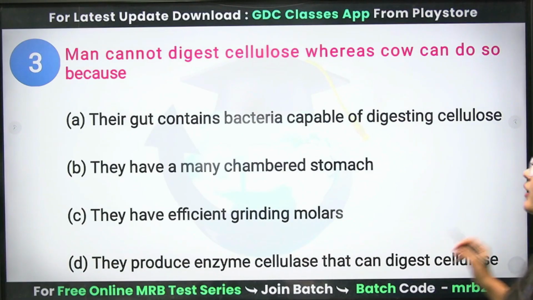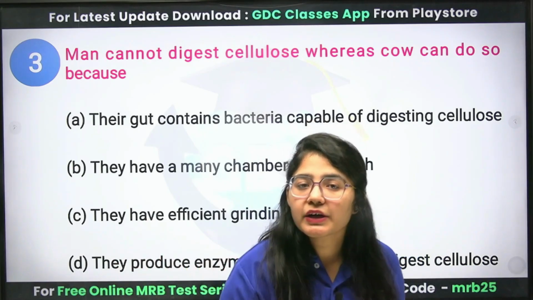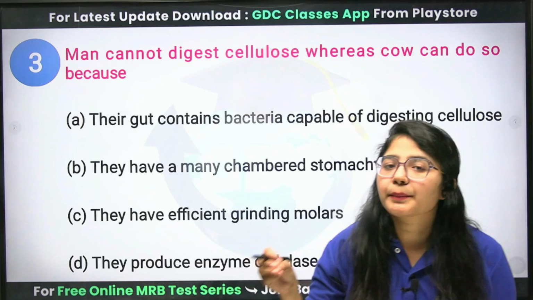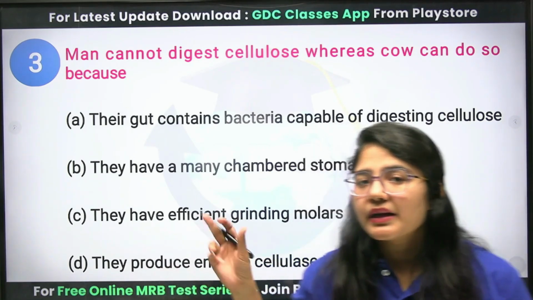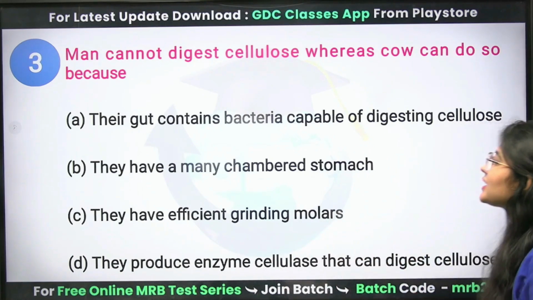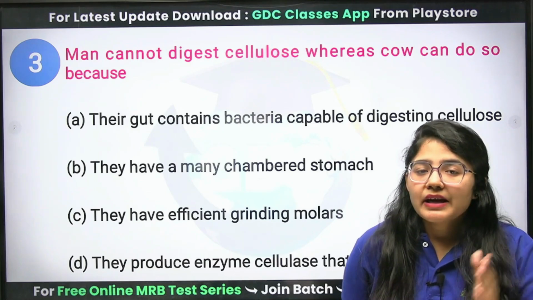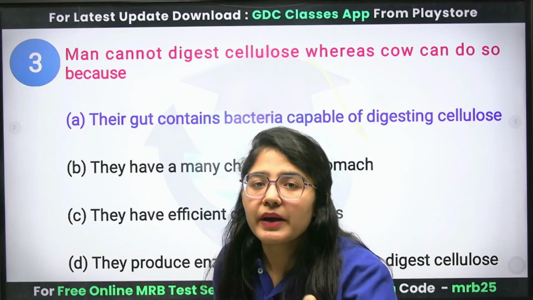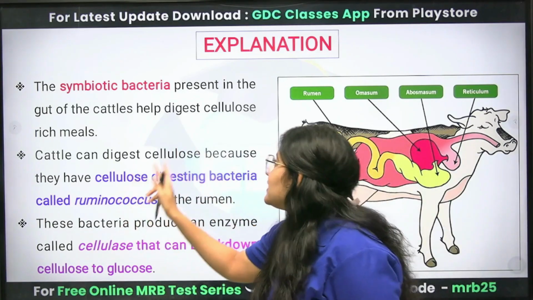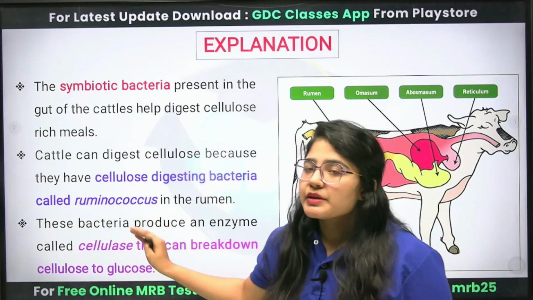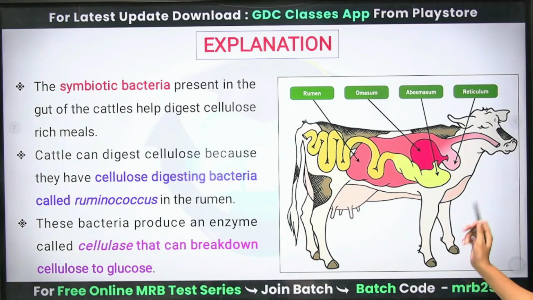Next question. Man cannot digest cellulose whereas a cow can, because cows and other animals like goats are able to digest cellulose. Cellulose is present in plant materials, but we people cannot digest cellulose in the raw form. We can digest it after cooking it, but in a raw condition we cannot, because we don't have the symbiotic bacteria that is present in the gut of animals like cows and goats. The name of the bacteria is Ruminococcus. It is present in the rumen of your cow. Rumen is a part of the digestive system. See, this is the rumen of the cow, and it contains a symbiotic bacteria known as Ruminococcus, responsible for the digestion of cellulose. Clear? It will break it down with cellulase, cellulose to glucose.